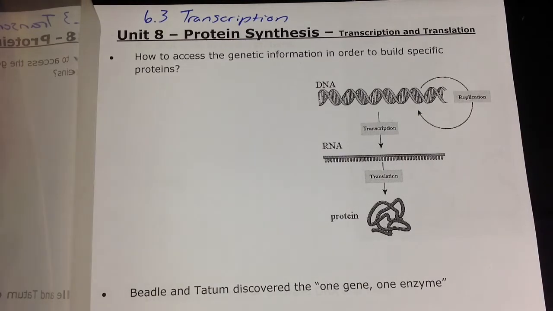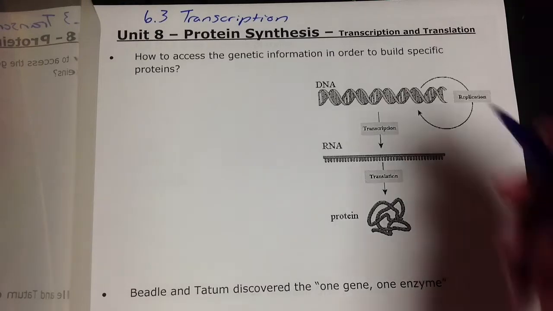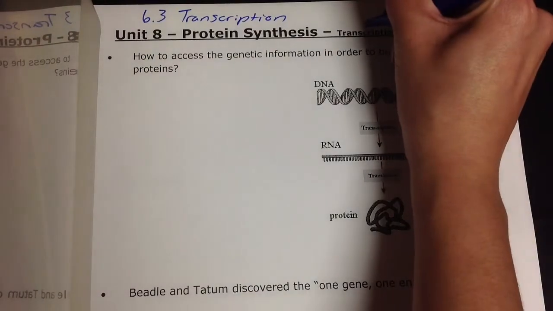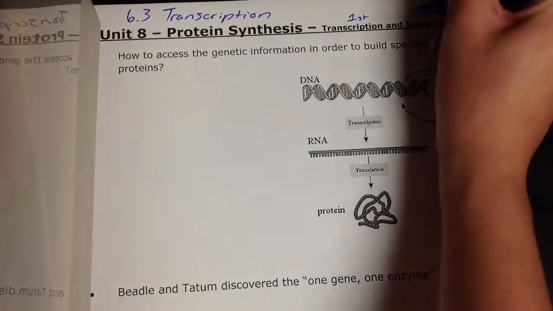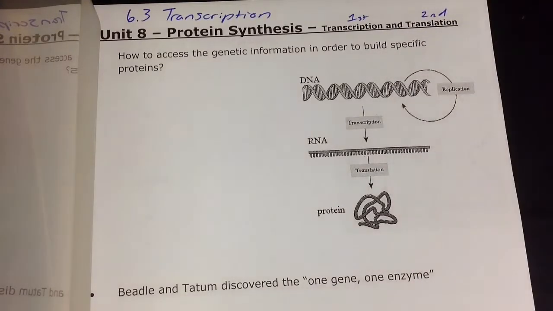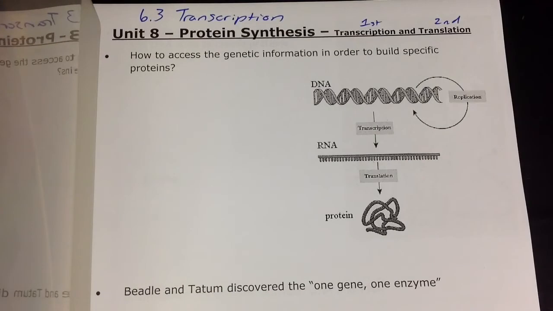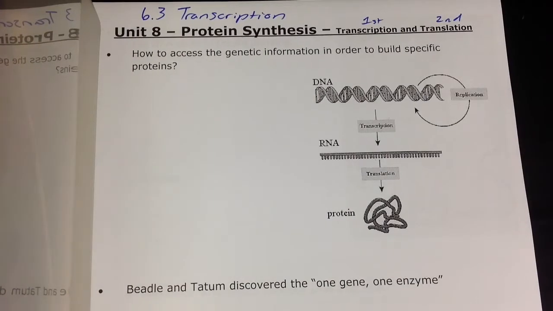Okay, so in this section we're going to be looking at protein synthesis, and protein synthesis has two basic steps. The first is transcription, and the second is translation. Today we're going to focus on transcription and some differences in DNA and RNA that are important to this process. So first thing is, how do we access the genetic information in order to actually build a protein?